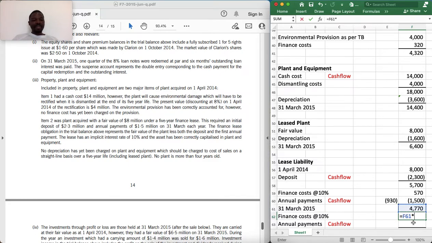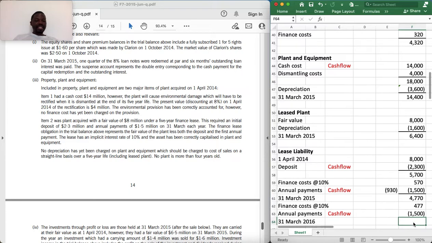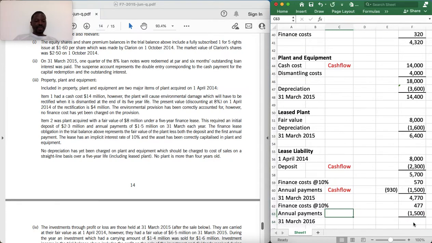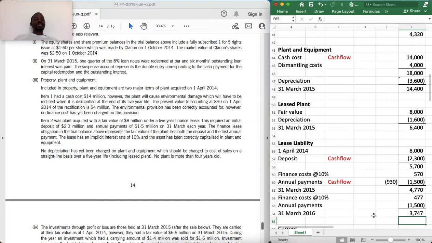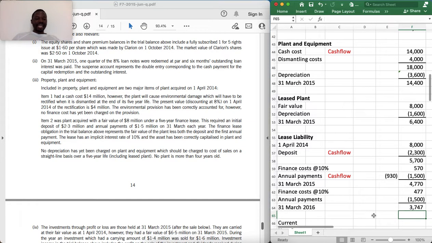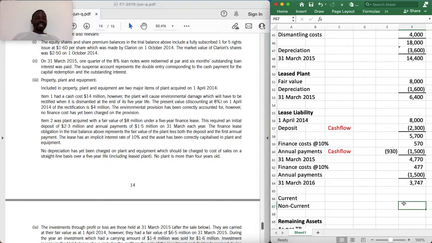We'll add the 10% interest on this figure. We will less the interest. This is the cash flow, but for the following year. Then when we sum up, we get the closing balance at the end of the second year. So now this balance at the end of the second year becomes the non-current.